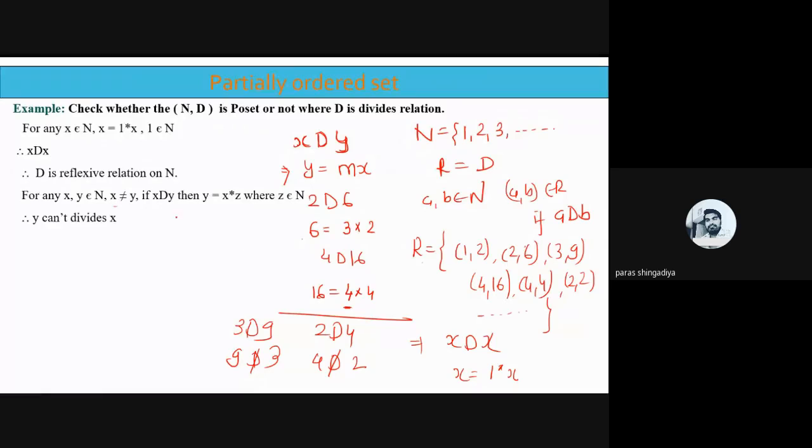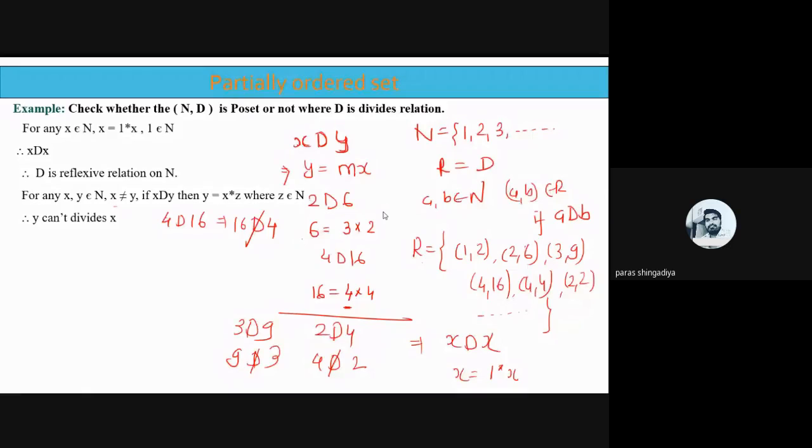So if x divides y, then y can't divide x. And you can consider a counter example for that. If x divides y, means 4 divides 16, this implies 16 can't divide 4. 4 can divide 16, but its reverse form is not true. So if 4 divides 16, then 16 does not divide 4. Clear? So that is required to say whether it is antisymmetric or not.